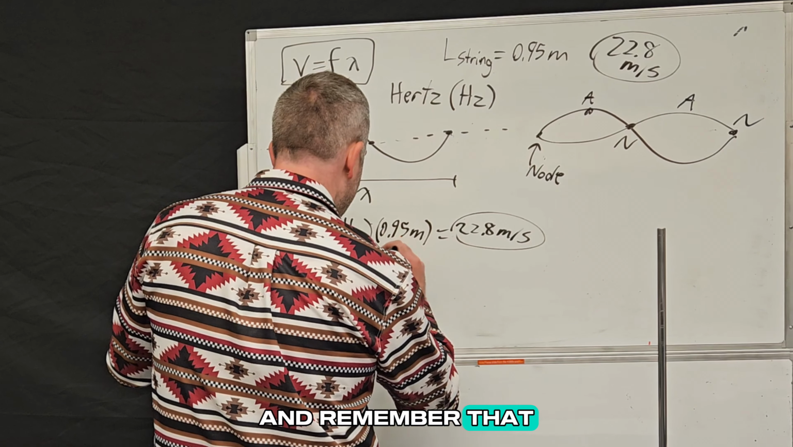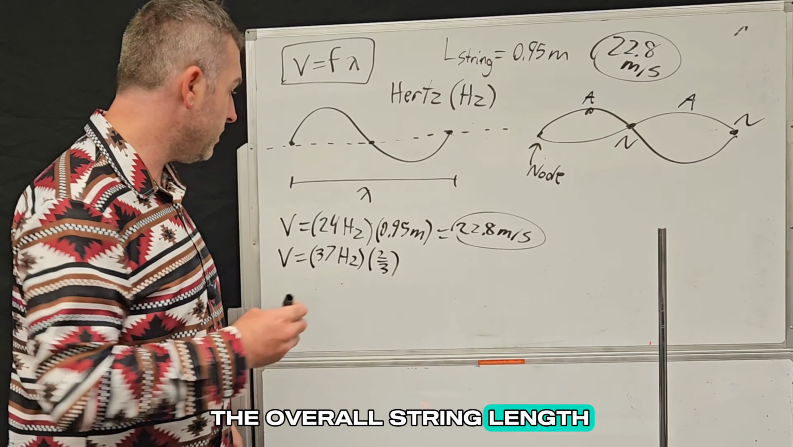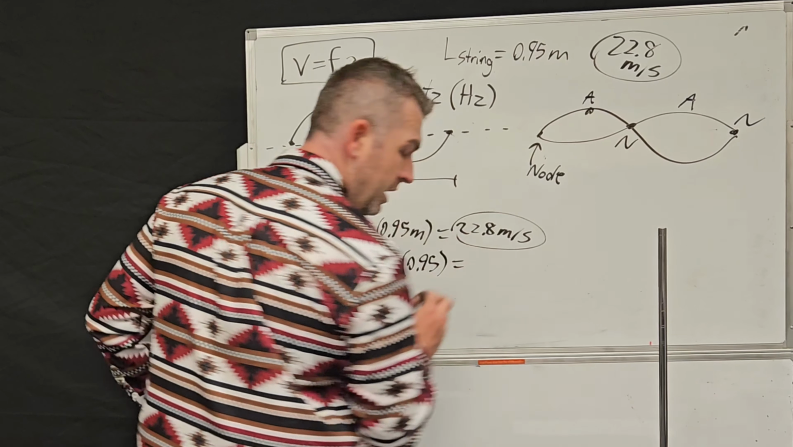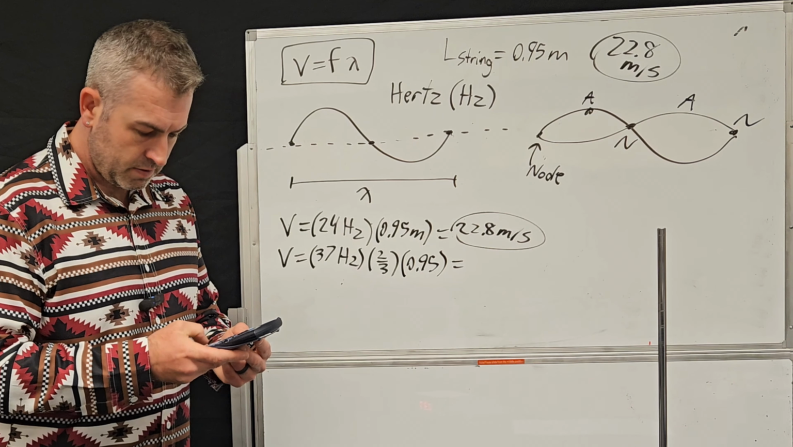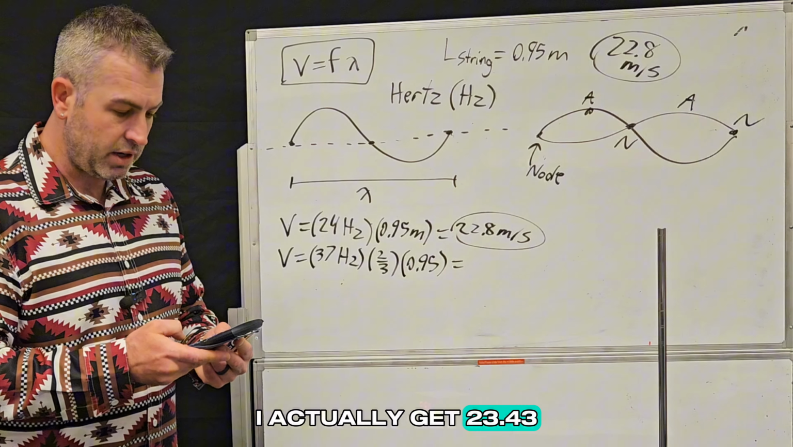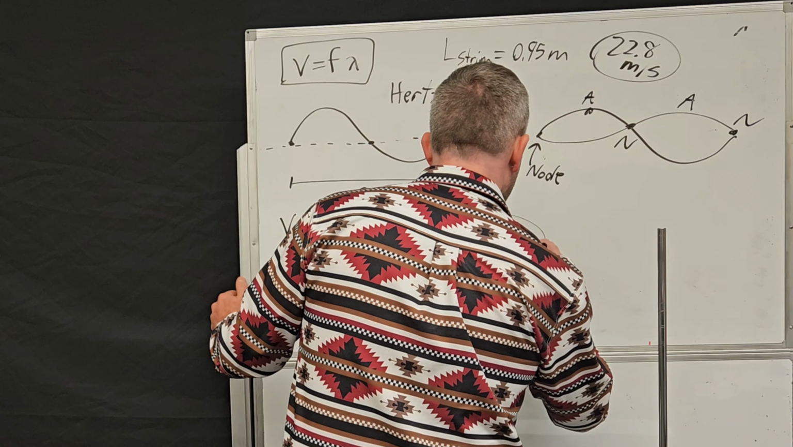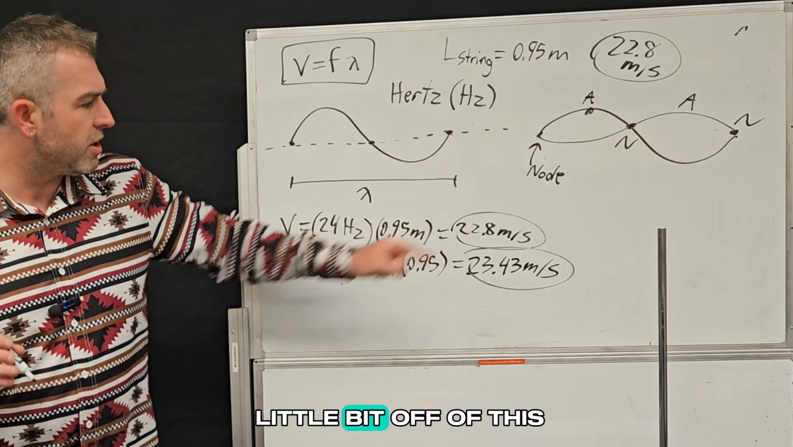And remember that one full wavelength here is 2/3 of the overall string length. So I'm going to do 2/3 times 0.95. And so if I type that in my calculator, I actually get 23.43 meters per second. And so you might be wondering, why is this a little bit off of this?